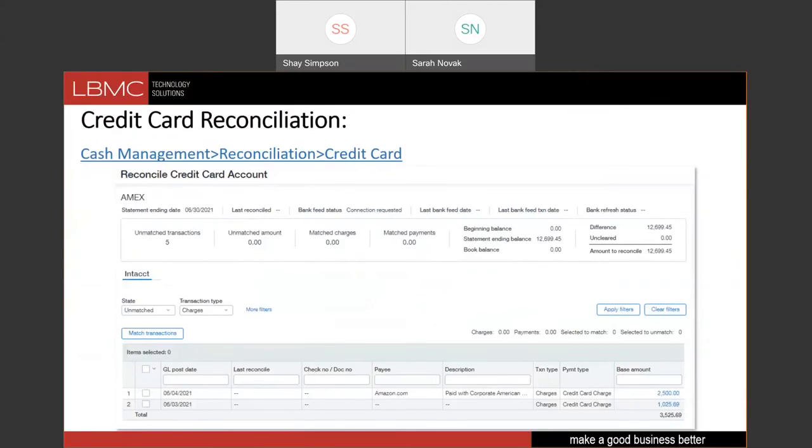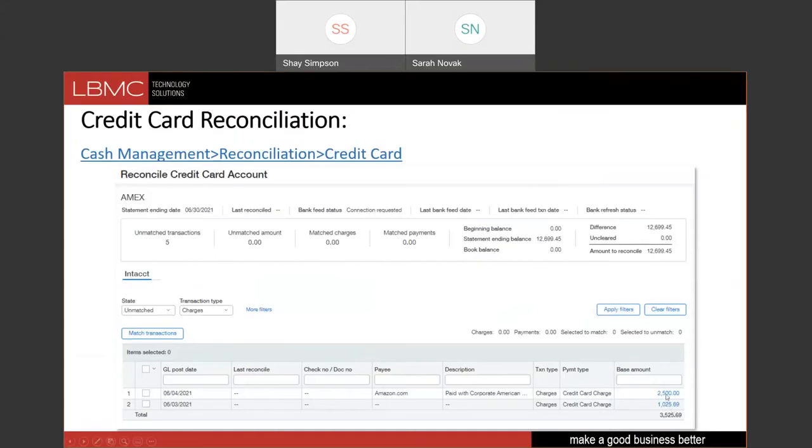Then once we go in, we are going to see, and it's not showing on this one because obviously I was not able to connect to a live environment of an Amex credit card feed, so I'm only seeing the Intacct transactions. But if I were connected to the Amex credit card feed, I would see a separate tab next to Intacct that would say bank. So if you're familiar with the bank feeds and what they look like, it's the exact same functionality when we're looking at credit cards. The same functionality that we see in our bank reconciliation.